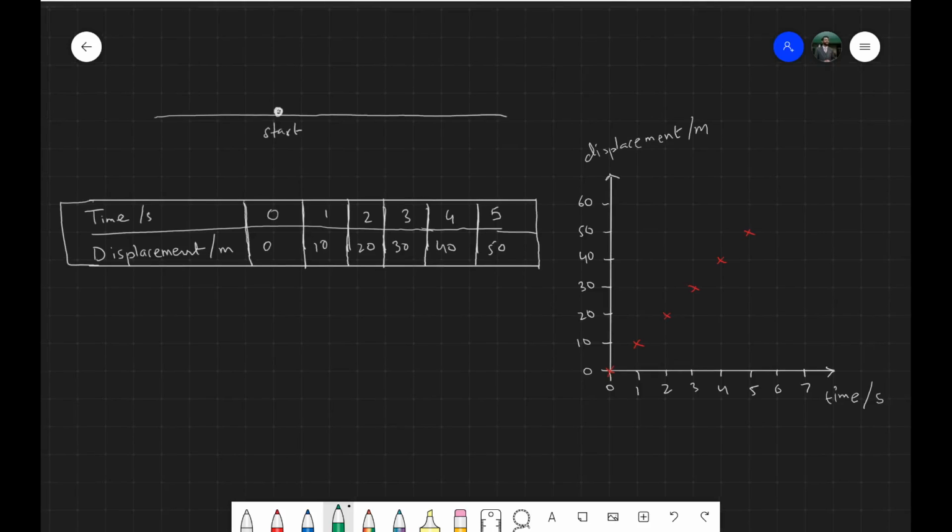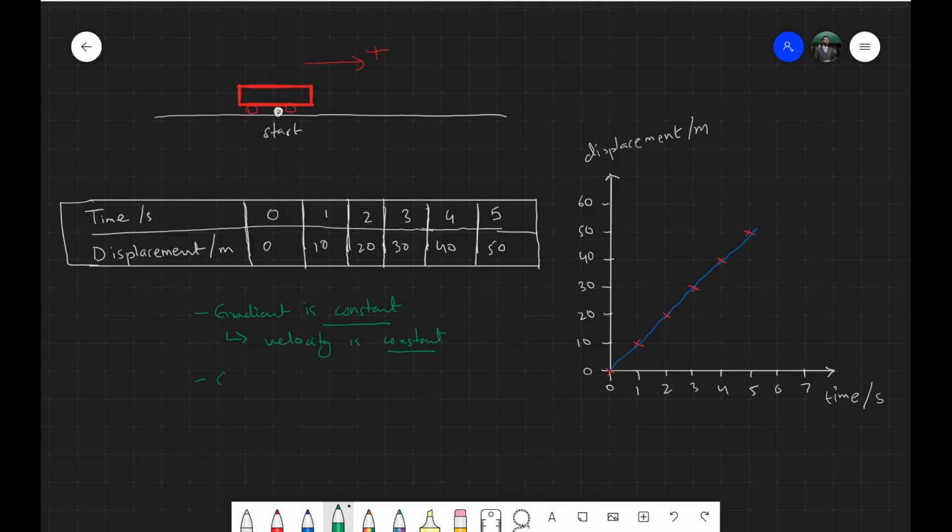Now with this data, the points are already plotted on the graphs, and you can see that steadily the displacement is increasing. The car starts here at the starting point and then moves in the positive direction, and the graph will actually be a straight line. Now the gradient of a straight line is constant, so we can conclude that velocity is constant.